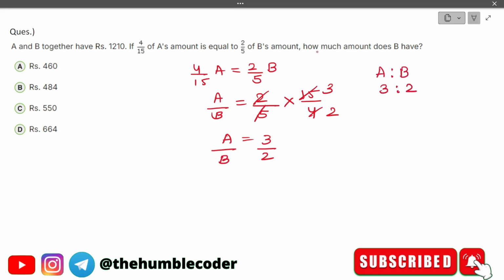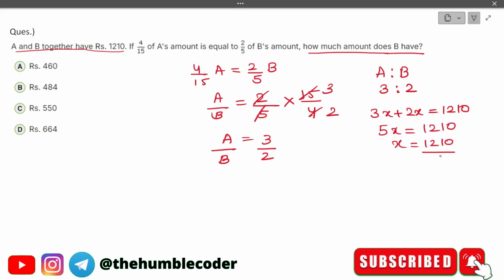Now what we are asked is how much amount B has. We can easily find it now because the together value is given to us as 1210. So we can write 3x plus 2x is equal to 1210. Based on this we will find the value of x, and then the final value of B. 3 plus 2 is 5x, so x is equal to 1210 divided by 5. We will get the x value as 242.